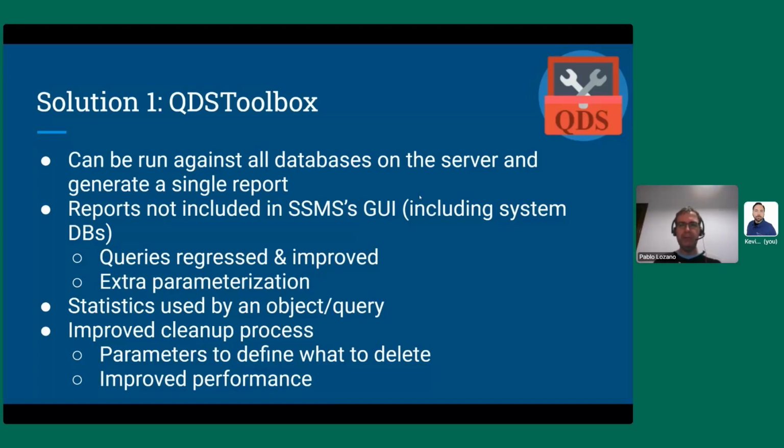So we included some parameters. Let's say you want to get rid of all the queries that are not part of an object because they're just developers testing, or you want to get rid of metrics for an object that has been dropped. You can just get rid of that. And when we changed that, we were able to run this cleanup process on dozens of databases on the same server, and there was no impact on the server at all.